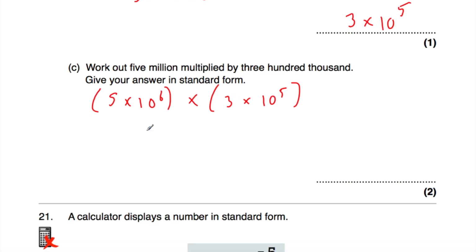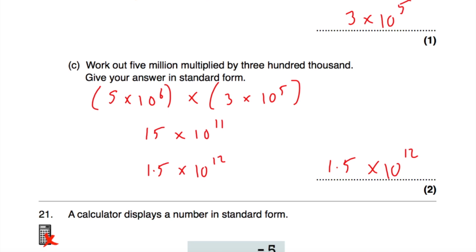5 times 3 is equal to 15, just doing the numbers at the front, and then multiplied by 10. And then we've got 10 to the power of 6 multiplied by 10 to the power of 5. So we're going to add the powers together, so that'll be 10 to the power of 11. So we've now got 15 times 10 to the power of 11, but we want this in standard form. So we want this number to be bigger than or equal to 1, but less than 10. So let's divide it by 10, so we get 1.5 times 10. Now we've made this number 10 times smaller, so we need to make this number 10 times bigger. So that means we're going to add 1 to the power, so it'll be to the power of 12. So the answer would be 1.5 times 10 to the power of 12. And that's it. Okay, let's look at our next question, question number 21.